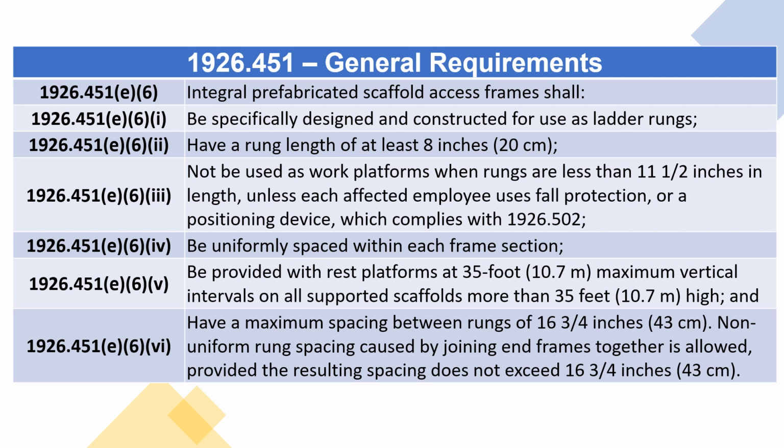Be provided with rest platforms at 35 foot (10.7 meters) maximum vertical intervals on all supported scaffolds more than 35 feet (10.7 meters) high, and have a maximum spacing between rungs of 16 3/4 inches (43 centimeters). Non-uniform rung spacing caused by joining end frames together is allowed, provided the resulting spacing does not exceed 16 3/4 inches (43 centimeters).